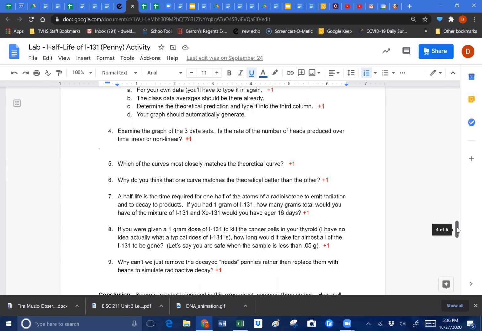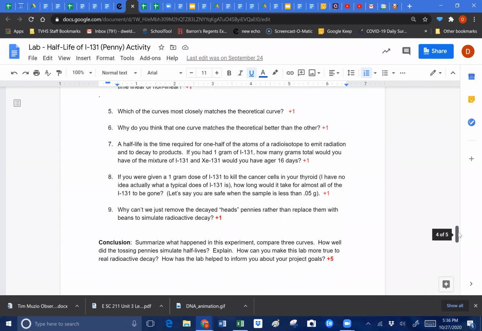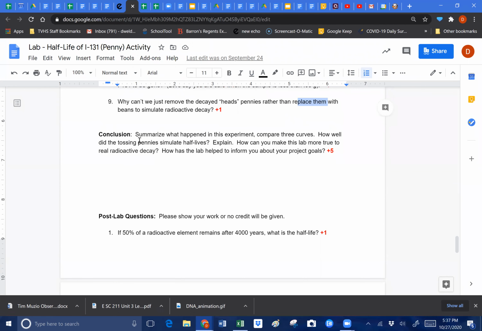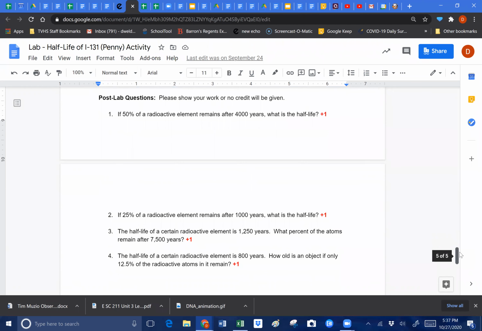Then down here, you can just pretty much answer the questions. I think they're fairly straightforward. Here are some calculation questions. Another critical thinking question here. Write a conclusion. When you write your conclusions, you can just answer these questions here and that would be fine. And then last but not least, some post-lab questions. Your post-lab questions are just determining half-life. These are standard Regents questions about half-life. All right, so that's how you can do the half-life I-131 lab. Let me know if you have any questions.